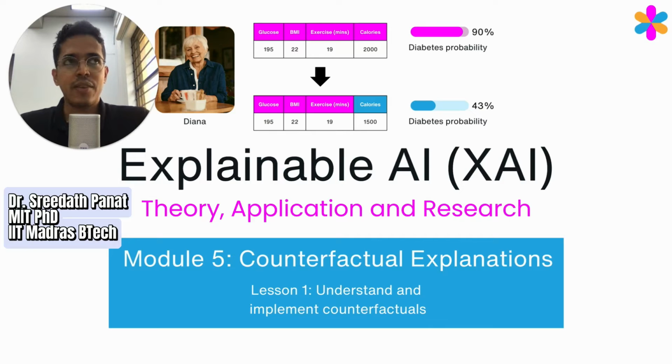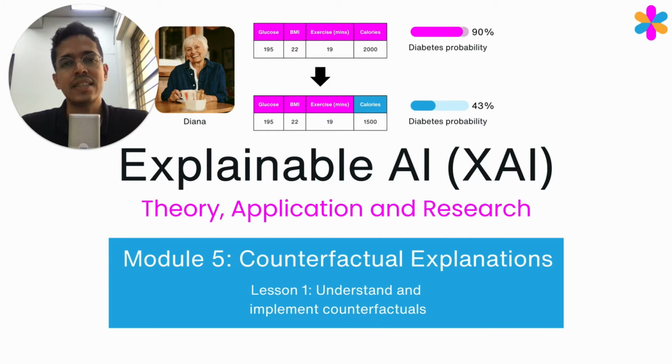So I personally find counterfactual explanations very fascinating because it's useful. You can tell someone these are the changes that you should make to bring a change in the outcome. So if an ML model is predicting that someone has diabetes, you can tell using counterfactual explanations what is the change that they can make to flip the prediction probability. So let's see how to do this.